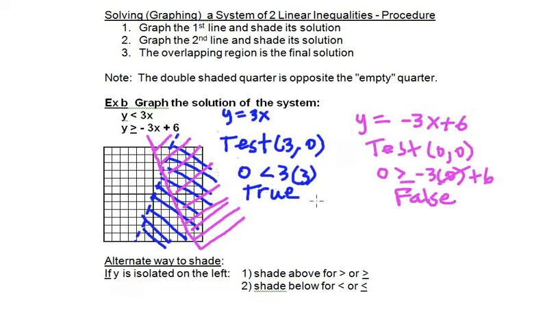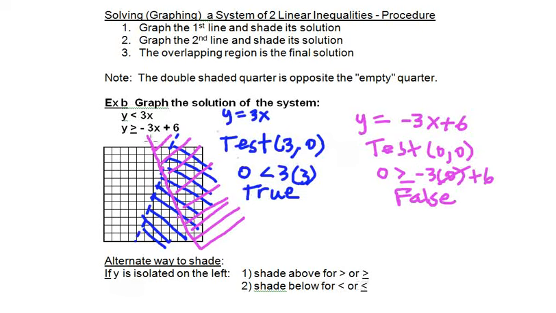The last thing that I want to point out to you is that there is an alternate way to shade that doesn't use test points. And there's an important condition, and that is that y is isolated on the left. This happens fairly frequently when we have equations in slope-intercept form. If y is isolated on the left, remember y means the vertical dimension, and if the vertical dimension is less than something, vertical less than something means below. And so what we see here is that if we've got greater than or equal to, we're told to shade above, but if we've got less than or equal to, we shade below.